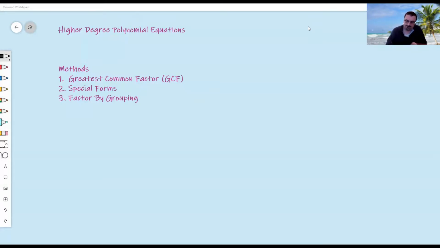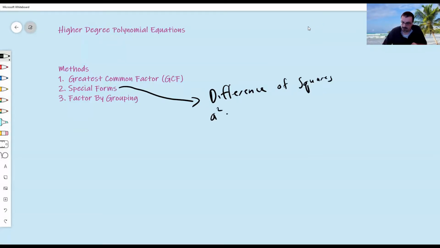Okay, so special forms. There's a difference of squares. a squared minus b squared equals a minus b times a plus b.